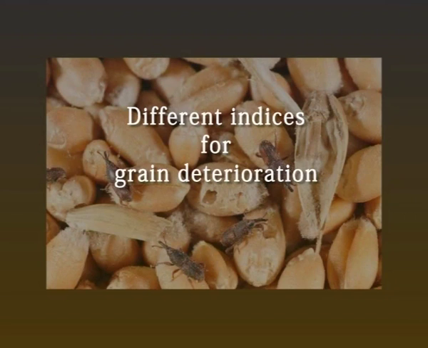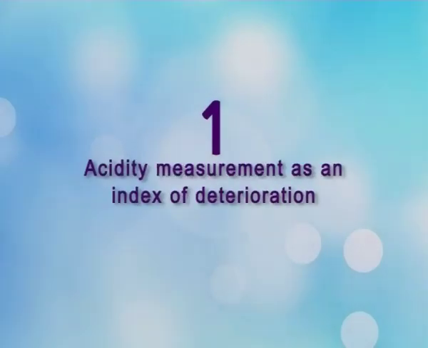Different indices for grain deterioration. There are different indices which show the deterioration in stored grains. They are, number 1, acidity measurement as an index of deterioration. Deterioration in grain and its meal products in storage is accompanied by an increase in acidity. Hydrogen ion concentration tends to increase with age, but because of the buffer action of proteins and other constituents of grain, marked changes in hydrogen ion concentration ordinarily do not occur until deterioration is fairly well advanced. Titratable acidity tends to increase significantly even in early stages of deterioration. The titratable acidity of grain and its meal products can be determined by the following methods.